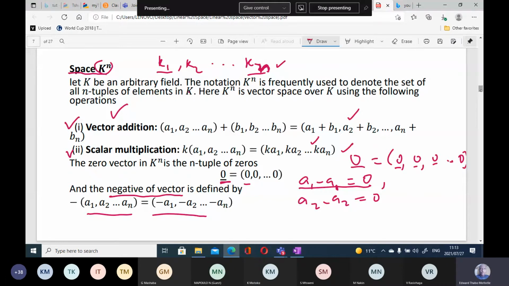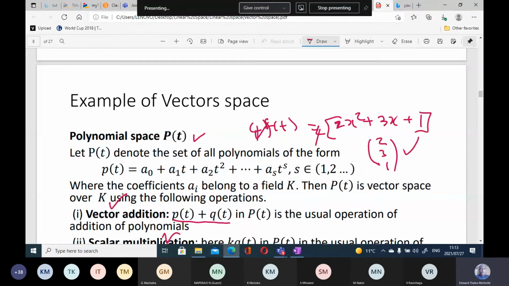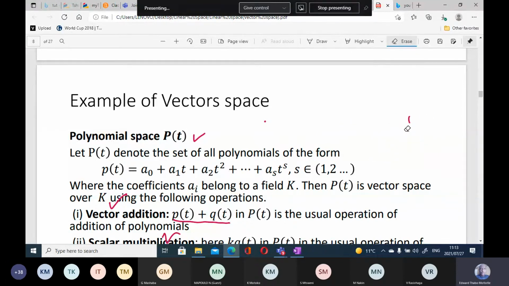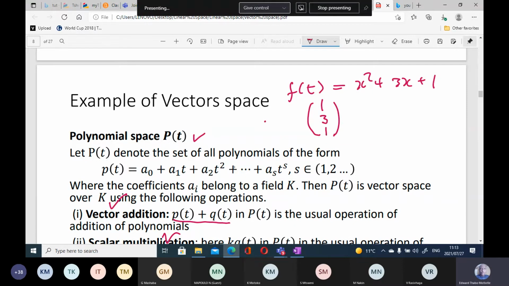So there are examples here also, like a polynomial space. Okay, so here I was explaining that a polynomial can be interpreted as a vector. Let's say, for instance, I give you f(t) equals x squared plus 3x plus 1. So if I write f(t) as a vector, I'll write it as a column vector. So this is 1, 3, 1. Okay, so you can clearly see this is a vector. So that's how we will represent that.